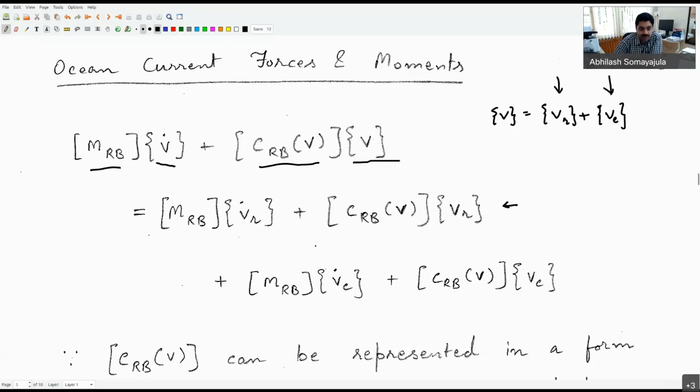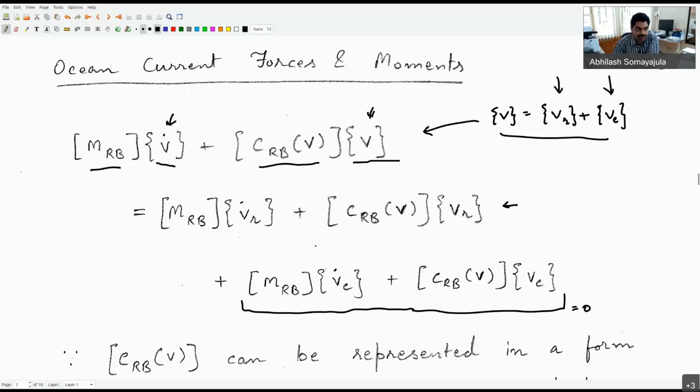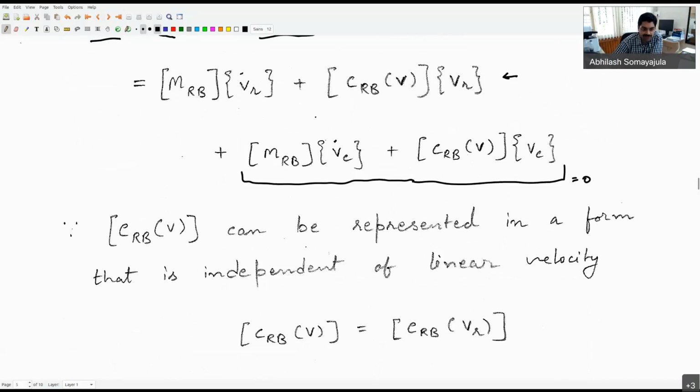Okay. Now, so I'm just substituting this expression into these two places, here and here. So you'll see MRB times VR dot plus CRB times VR plus MRB times VC dot plus CRB times VC. Our contention here is that the second term is actually equal to 0. If we can show that the second term is equal to 0, we have achieved whatever we wanted to achieve, right? We can express the mass matrix and the Coriolis terms purely in terms of the relative velocity vector. Okay, now, we know that the CRB matrix can be represented in a form that is independent of the linear velocity. So therefore, this can directly be expressed in terms of the relative velocity.